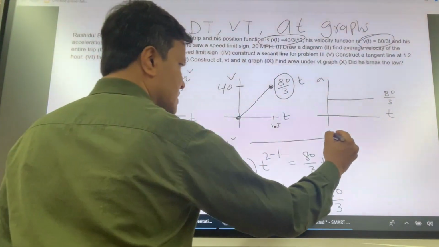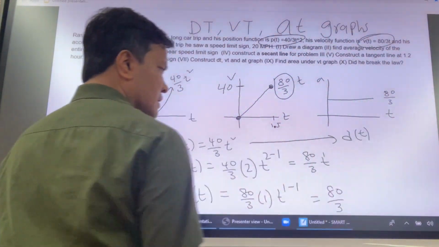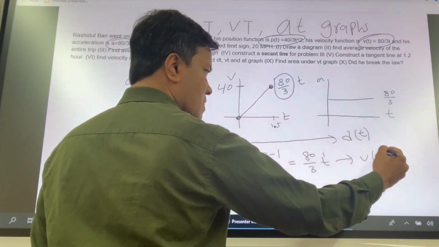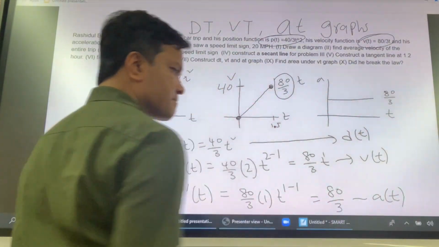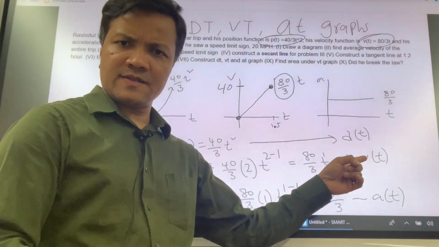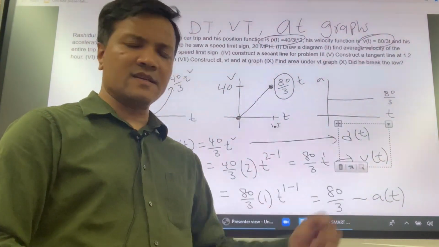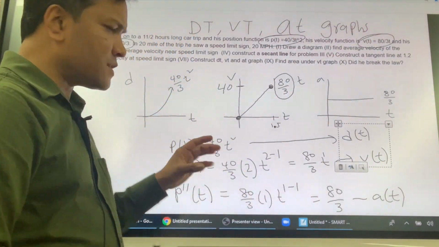This is called d(t). This is called v(t). And this is called a(t). The derivative of p(t) is velocity, and the derivative of velocity is acceleration. This part you don't need to know now.